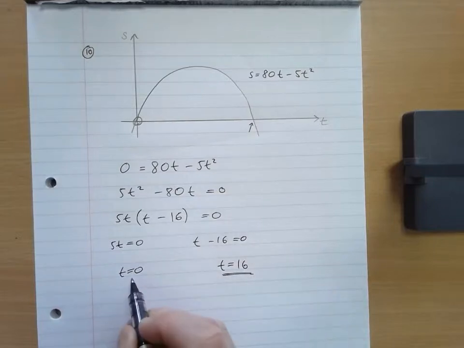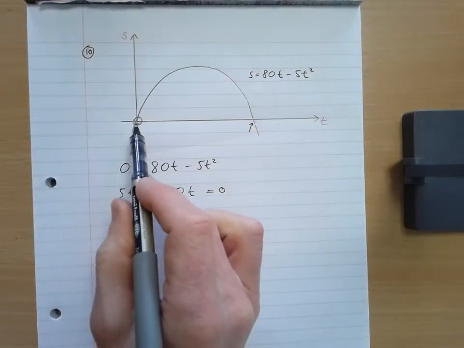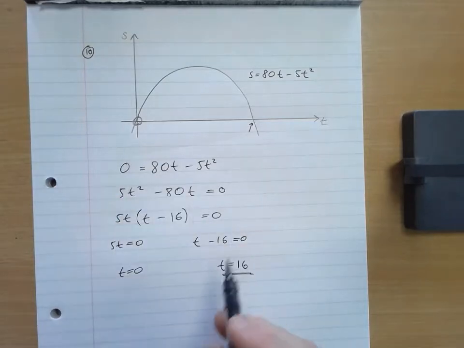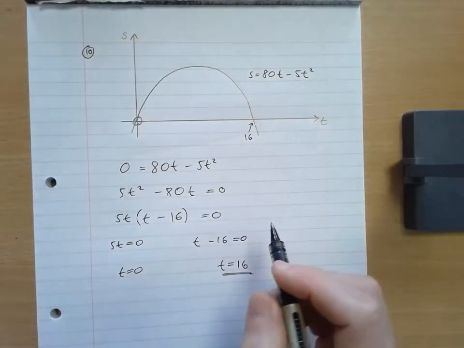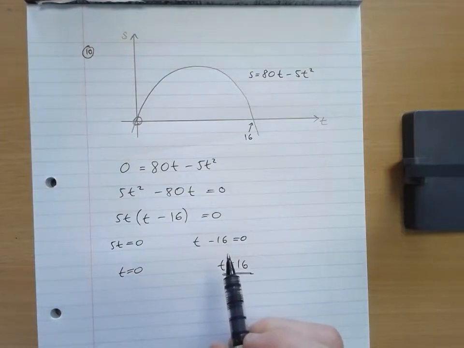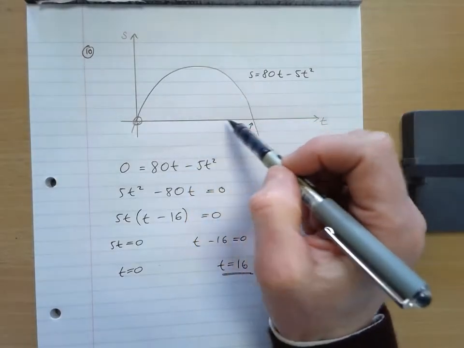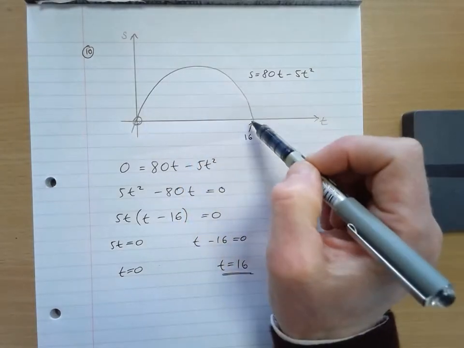Now the t equals 0 there is that one. That's why it goes through the origin at 0, 0. The t equals 16 is this one here. And in fact, that's then why in the question they have said find the greatest distance of P from O when T is between 0 and 16. So this is the region where we're trying to find the greatest distance.